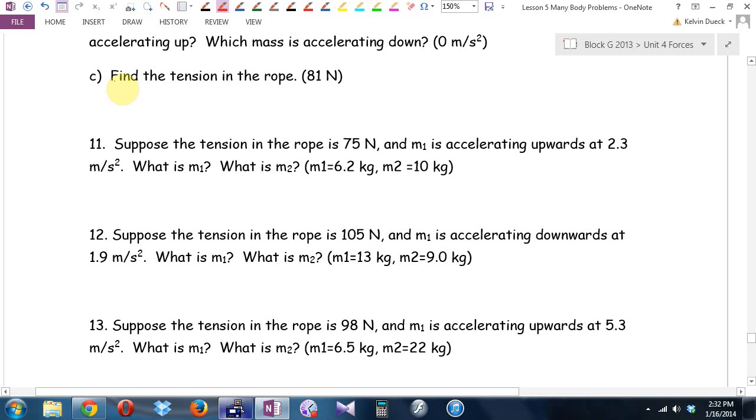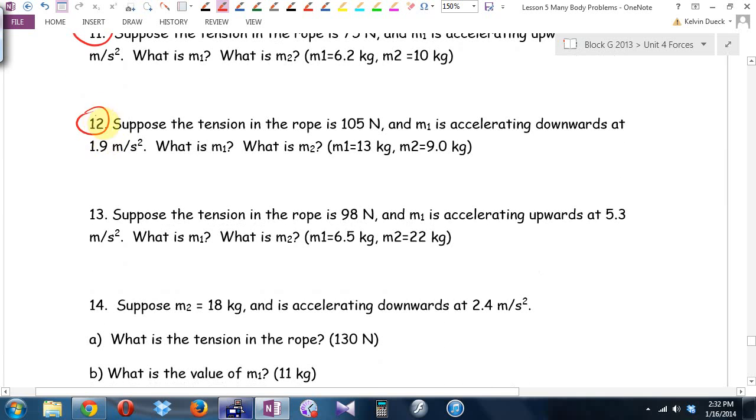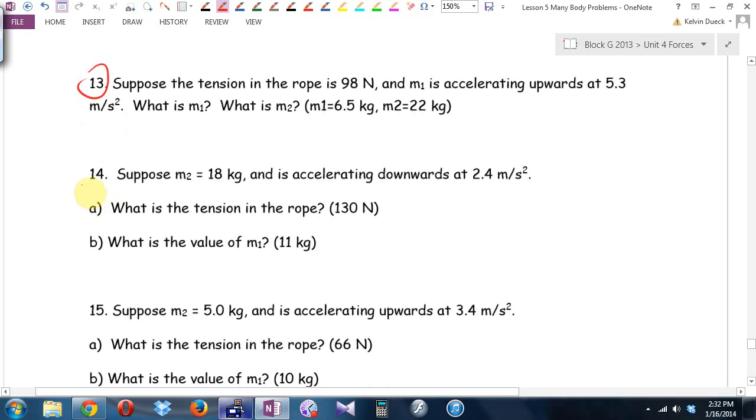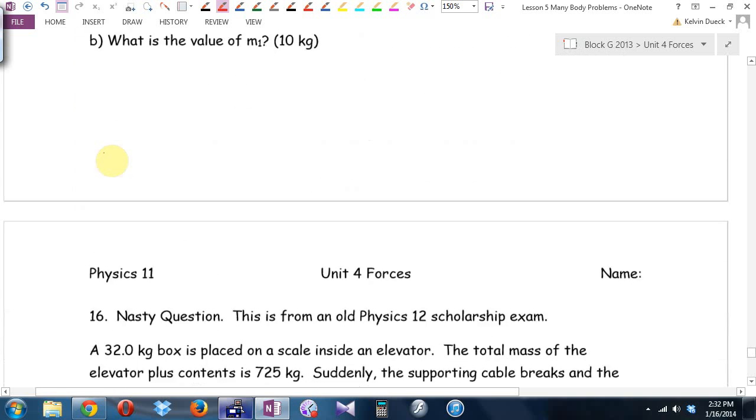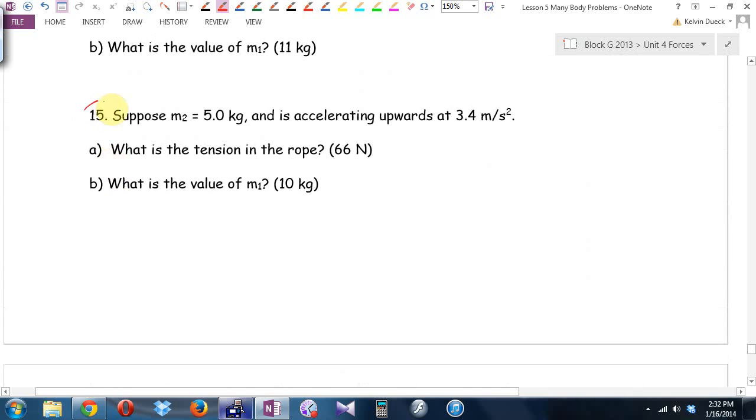Now, number 11 is where it starts to ask you to try and find masses. I'm going to say you can try 11 if you figured it out from today's lesson. You can try 12. You can try 13. You can try... Are you assigning all of them, Mr. Dueck? Probably.